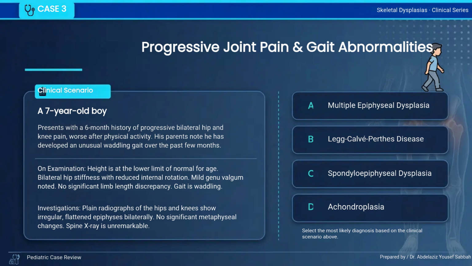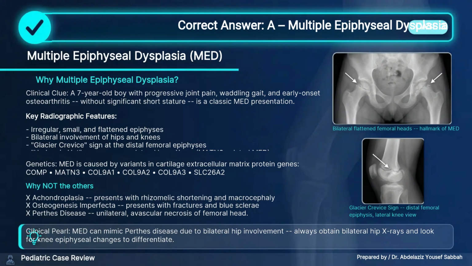Spine X-ray is unremarkable. Select the most likely diagnosis. Option A, multiple epiphyseal dysplasia. Option B, Legg-Calvé-Perthes disease. Option C, spondyloepiphyseal dysplasia. Option D, achondroplasia. The correct answer is Option A, multiple epiphyseal dysplasia.